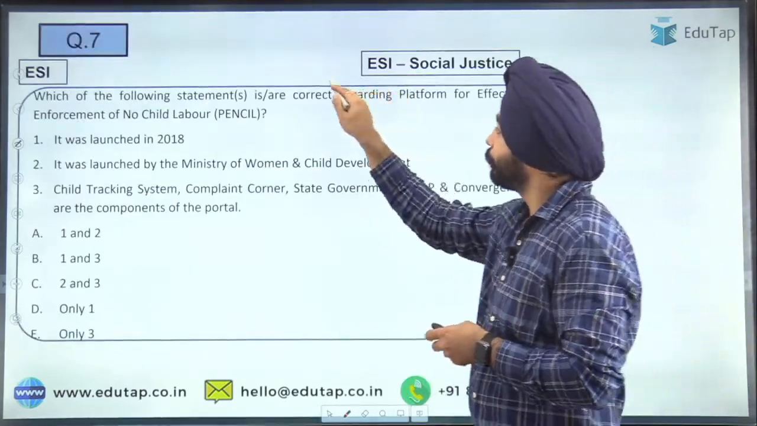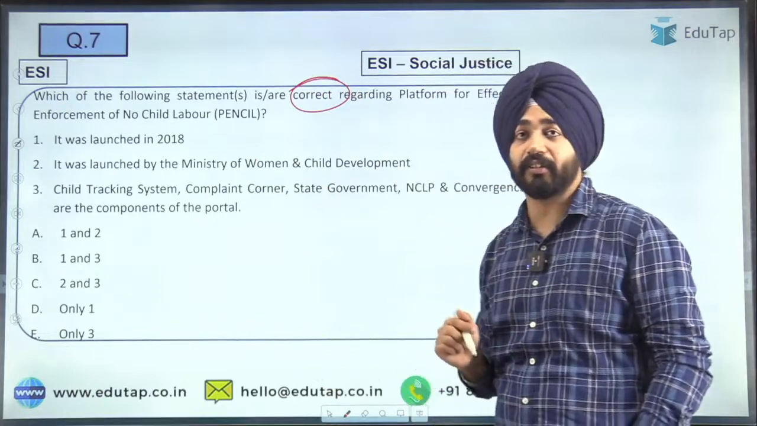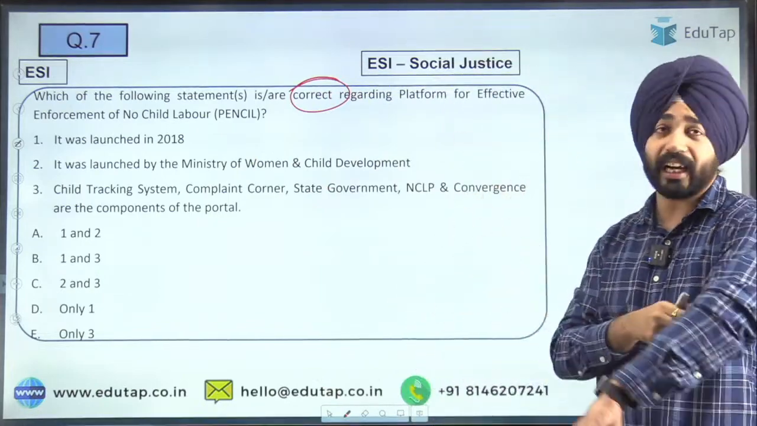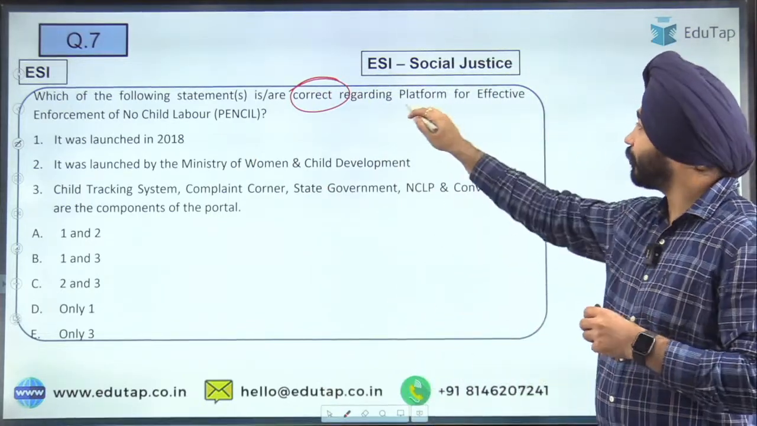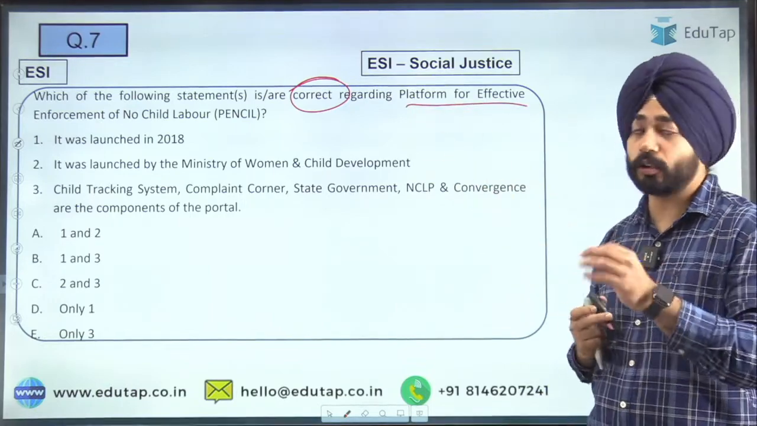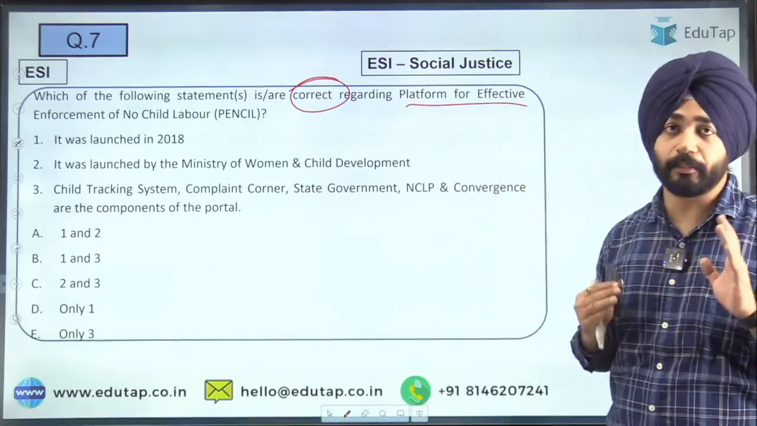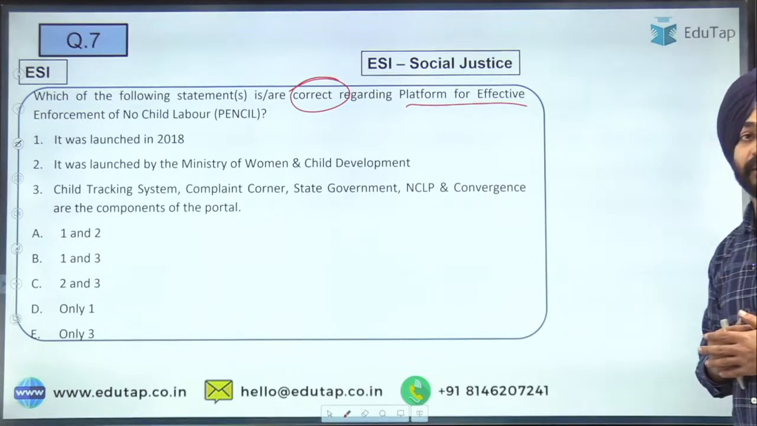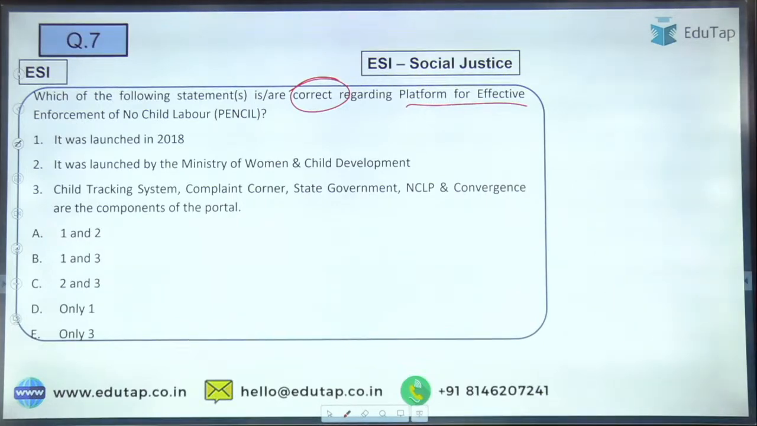Here I am asking you, which of the following statements are correct with respect to the PENCIL portal, the platform for effective implementation of no child labor. Now see the question here, give me the answer. It was launched in 2018. It was launched by the Ministry of Women and Child Development. Then child trafficking system, complaint corner, state governments, convergence are the components of this PENCIL portal.